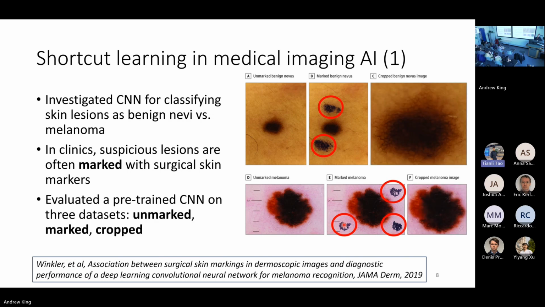So they evaluated this pre-trained CNN on 3 different test sets. They didn't change the original model. They just constructed 3 different test sets. One where they used an unmarked dermatology image, so just the lesion. One where they kept the markings in there, and one where they cropped around the lesion. So the other two obviously don't have the markings, and the middle one does have the marking. And then they evaluated the performance of this model.